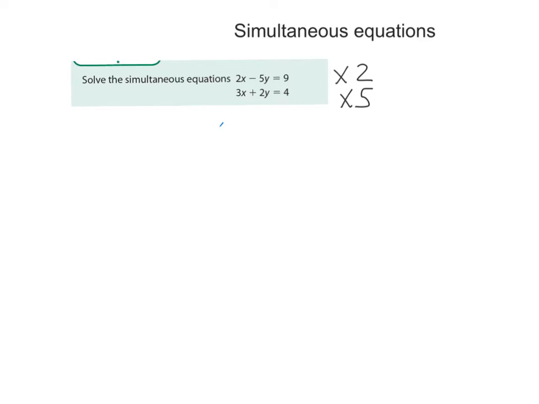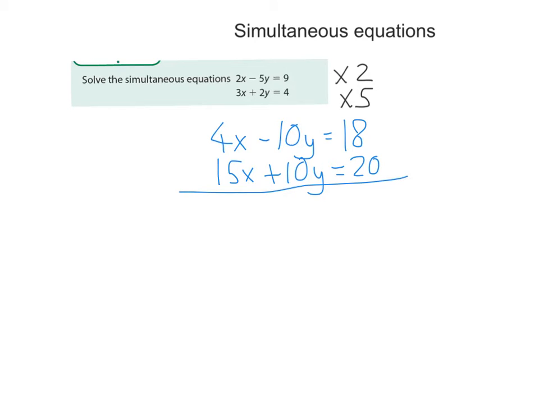Top line then becomes 4x minus 10y is equal to 18. The bottom line becomes 15x plus 10y is equal to 20. So I'm going to put a line underneath that. So as you can see here, we have now got our y's to be the same number, and that's what we're looking for. Now already one's a plus, one's a minus, so I don't have to do anything with the signs. If both of them are a plus or both of them are a minus, I'd change the signs of a complete line. But these now cancel out, which means I can solve for the x and hence go and solve for the y.